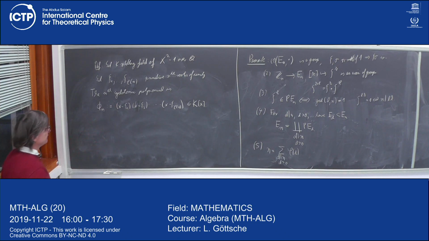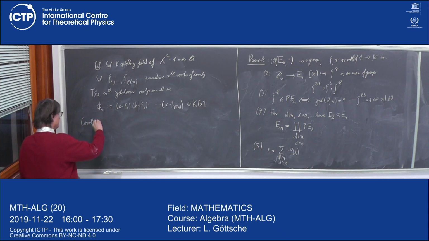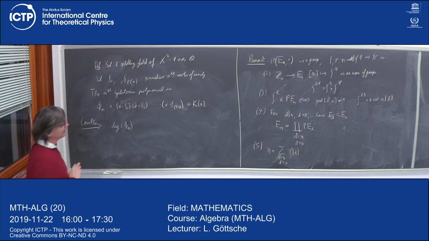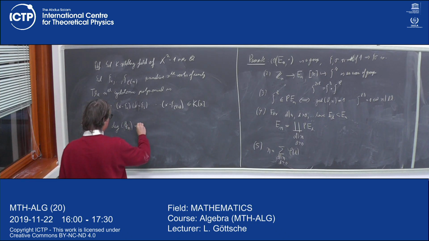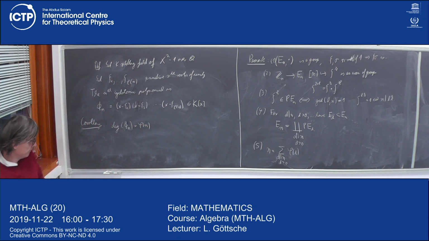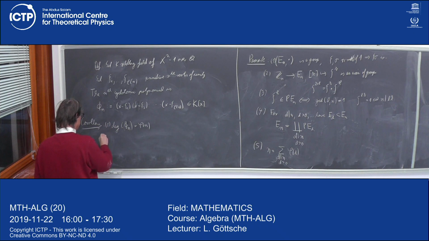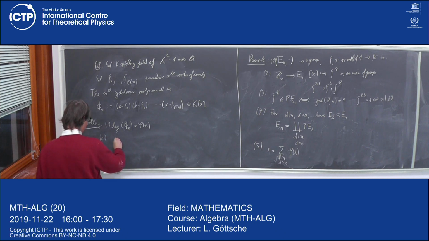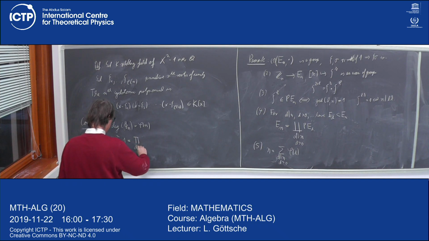So from what we have written here in this remark, we have some easy corollaries. First, we know that the degree of phi n, that's basically the definition, is equal to the Euler phi function. And the second remark is more interesting, namely, let me write it down: if I take x to the n minus 1, this can be written as a product over all divisors of n of phi d of x.